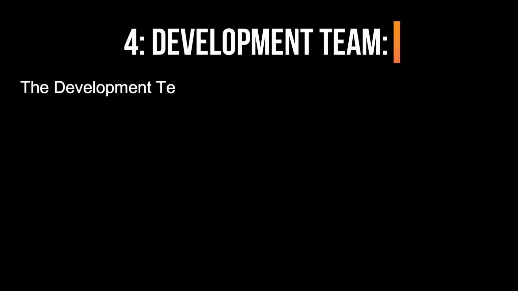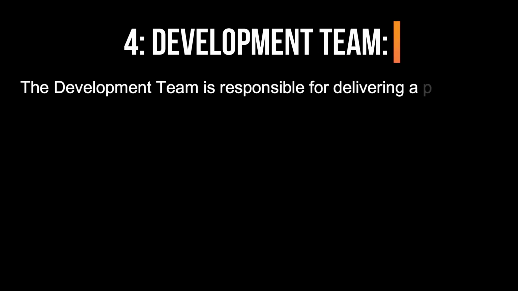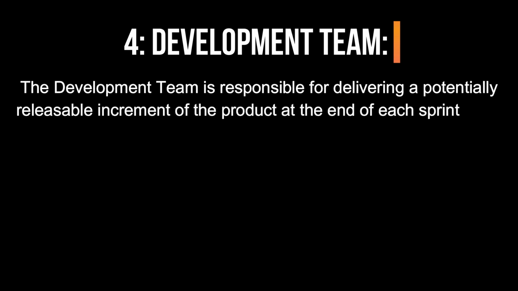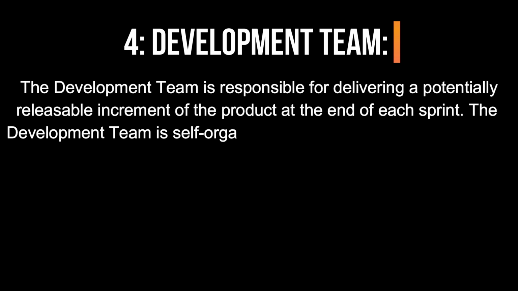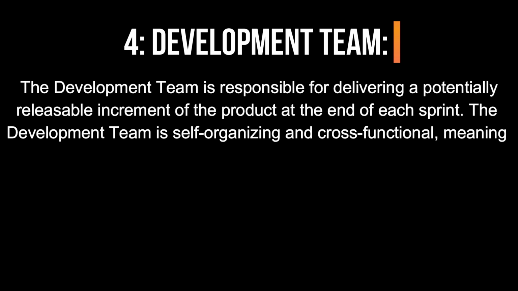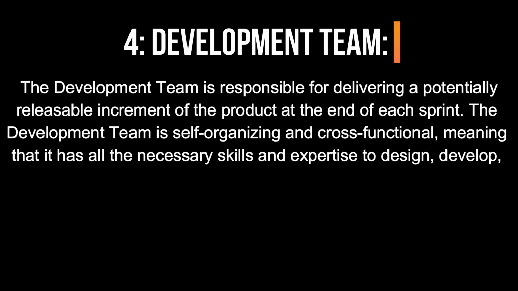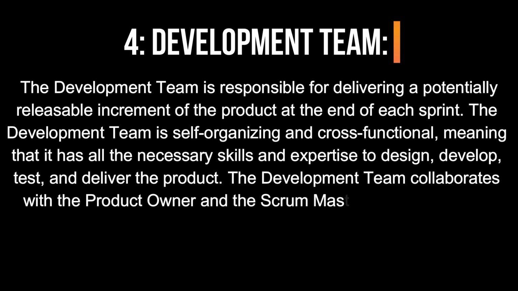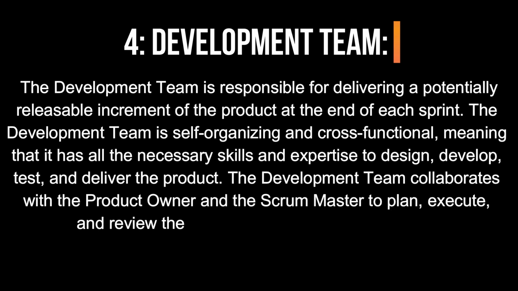4. Development Team. The development team is responsible for delivering a potentially releasable increment of the product at the end of each sprint. The development team is self-organizing and cross-functional, meaning that it has all the necessary skills and expertise to design, develop, test, and deliver the product. The development team collaborates with the product owner and the Scrum Master to plan, execute, and review the sprint.